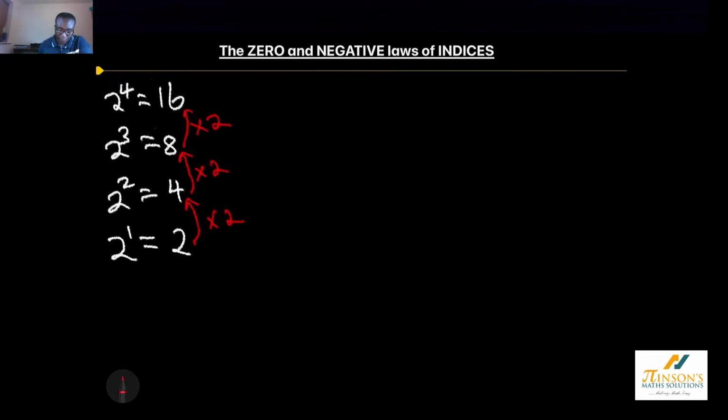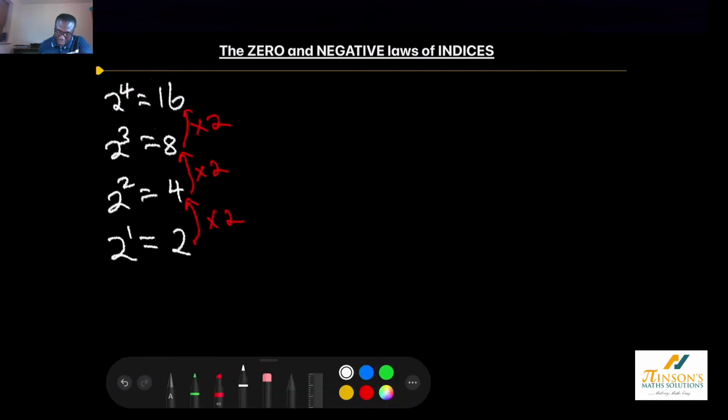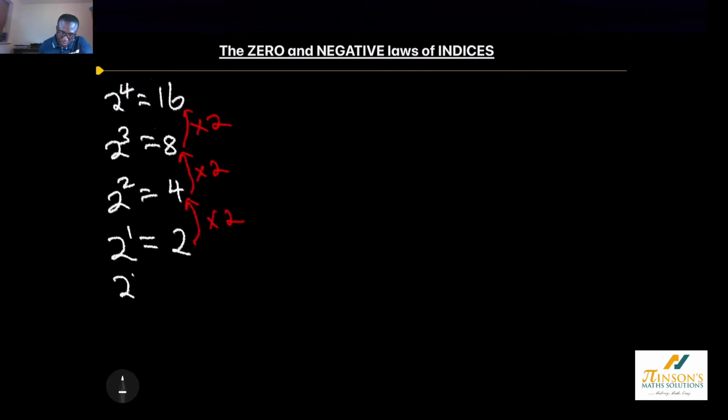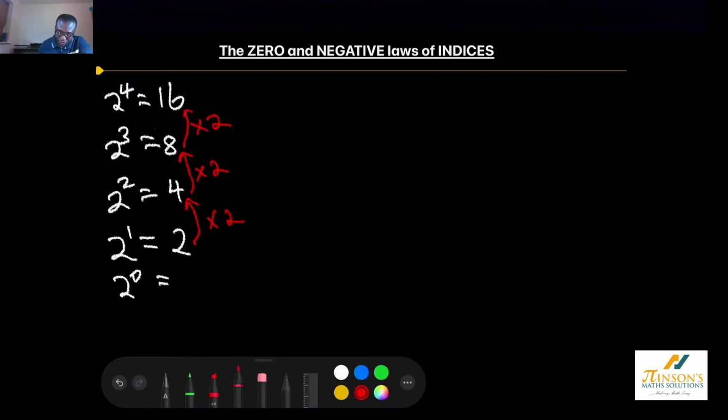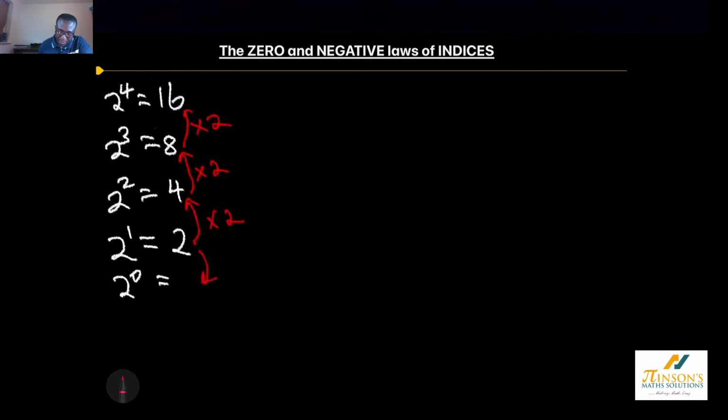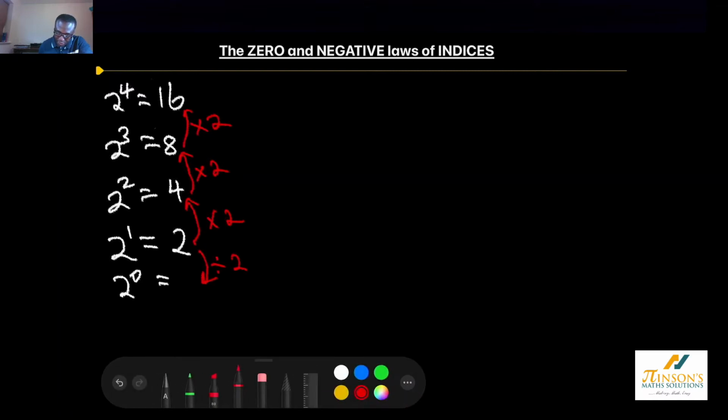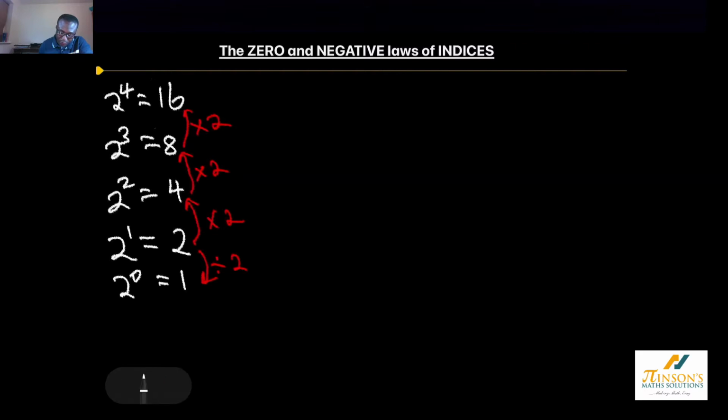Now what that means is that if I want to work out 2 to the power of 0, I'm going in the opposite direction. I'm going backwards. Instead of multiplying by 2, I'm going to be dividing by 2. So I can work out that 2 divided by 2 is 1. A non-zero term divided by itself is 1. So that's what that means. 2 divided by 2 is 1.